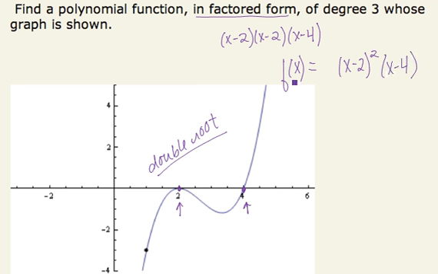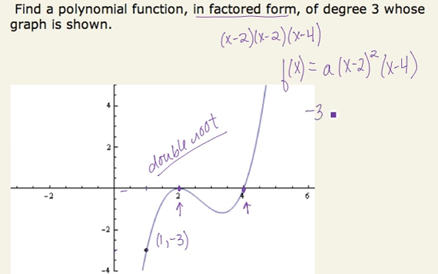But we can't forget this whole function could be multiplied by some a value. Now how we solve this a value is we look, they gave us another point, and that point looks to be about 1 and negative 3. So I know if I plug 1 in for my x value and negative 3 in for my y value, I could solve for a.